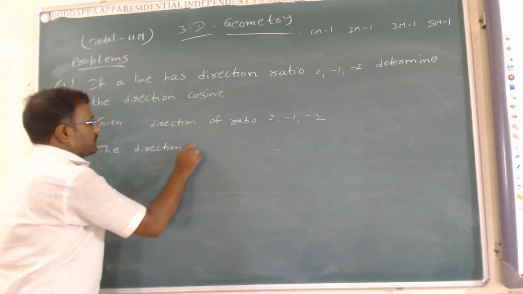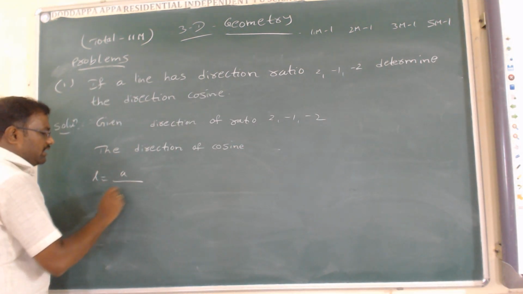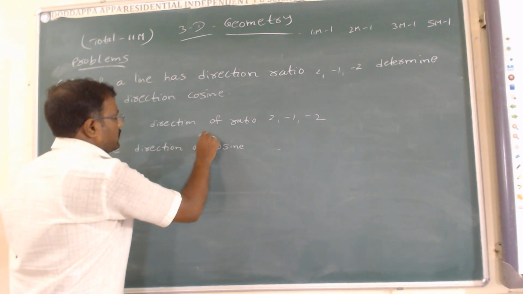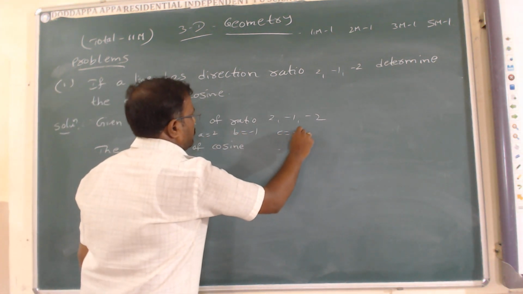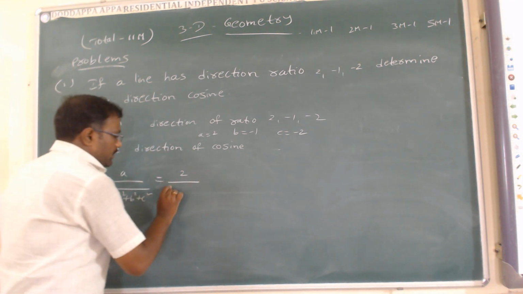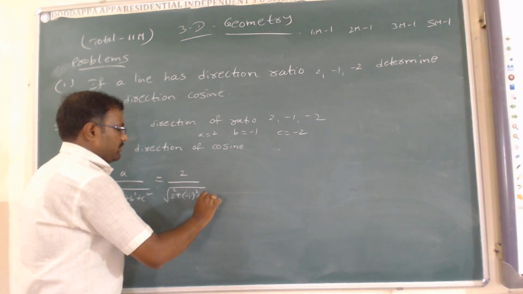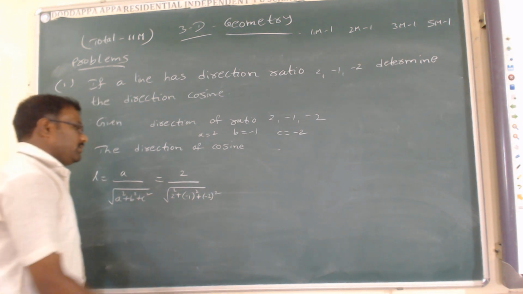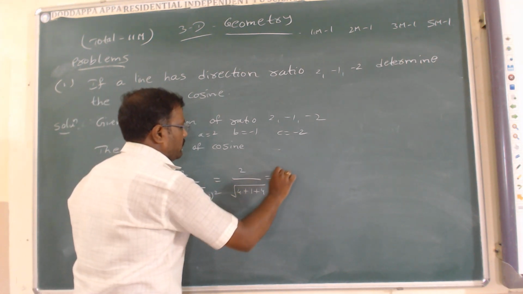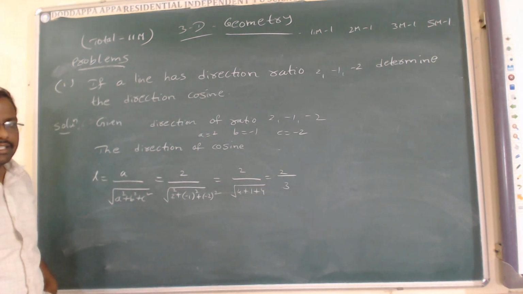what is the direction of cosine formula? L is equal to A divided by under root of A square plus B square plus C square. Here A is equal to what? 2, B is equal to minus 1, C is equal to minus 2. So A means what is the given here? 2 divided by under root of 2 square plus minus 1 square plus minus 2 square. If we simplify, we get 2 divided by under root of 4 plus 1 plus 4. So we get 2 divided by root 9. Root 9 means we get 3. That is 2 by 3.